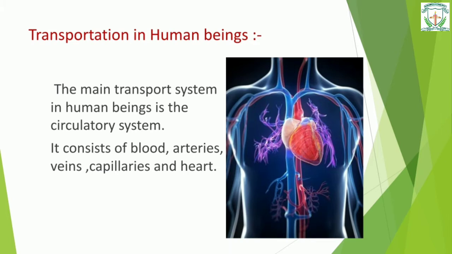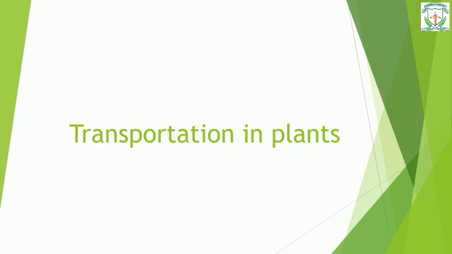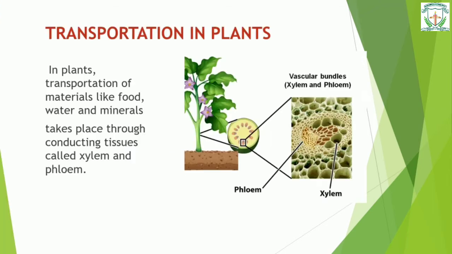In the previous class, we discussed transportation in human beings. Today, we are going to discuss transportation in plants and excretion. Now, we are going to discuss transportation in plants. In plants, transportation of materials like food, water, and minerals takes place through conducting tissues called xylem and phloem.